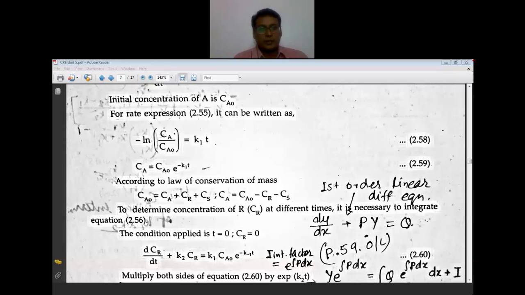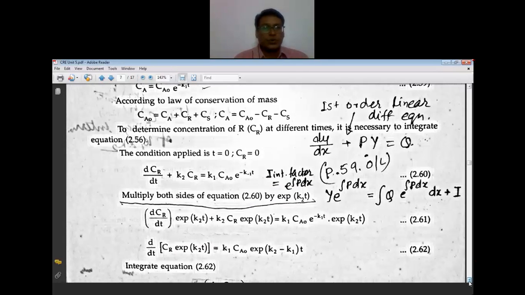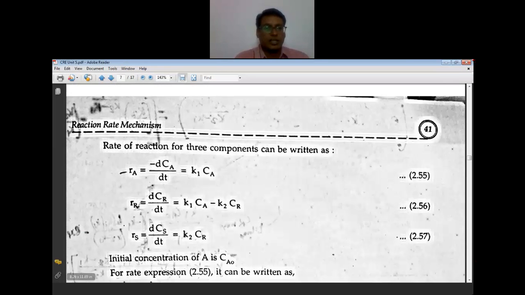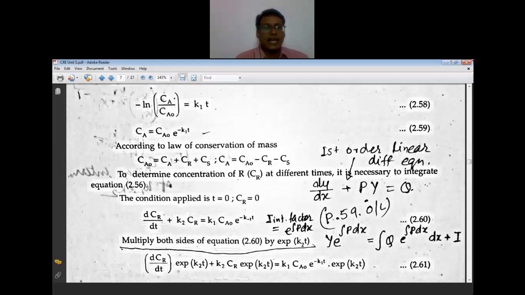So to determine the concentration of R, that is Cr at different times, it is necessary to integrate the above equation. Now it's a simplification. So dCr upon dt plus K2 Cr is equal to K1 Ca0 e raised to minus K1 t. This is what you are writing from the equation dCr upon dt equals K1 Ca minus K2 Cr. This Ca is obtained from Ca equals Ca0 e raised to minus K1 t.